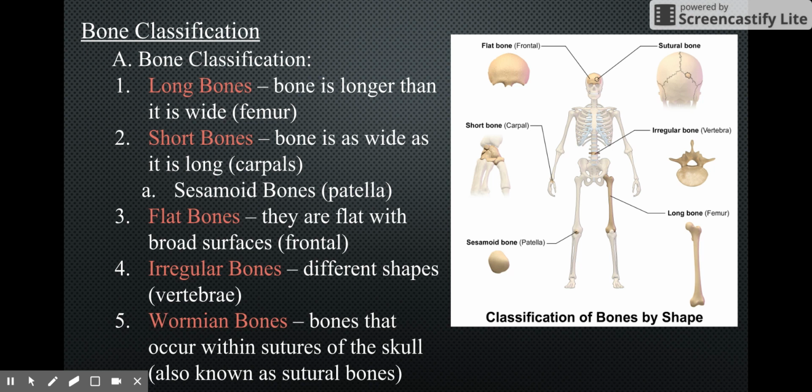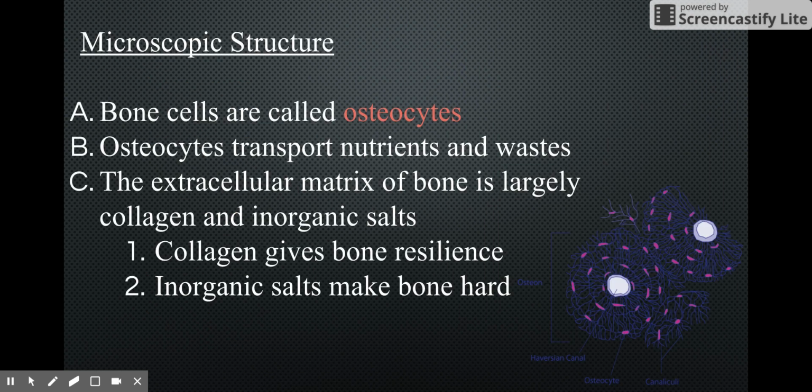And then you also have the Wormian bones, and these are the ones that create the sutures inside your head that keep all of those bones together. Notice there is a special kind of short bone. It's known as your patella. It's also what you would call your kneecap.